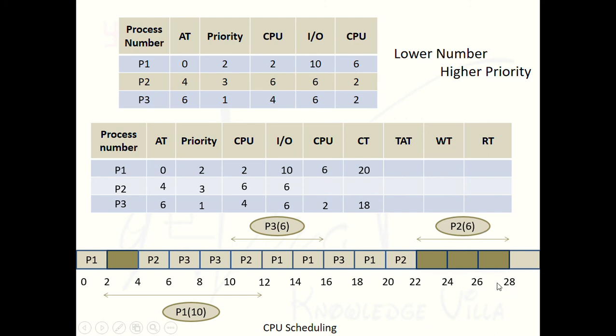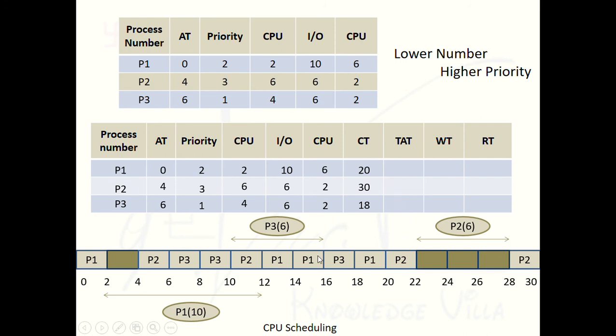Again P2 will arrive at time unit 28, and at time unit 28 we will again allocate CPU to the process P2. P2 requires the CPU for 2 more time units, and we will allocate it from 28 to 30. So right now we can say that P2 is completely executed, and 30 will become the completion time for process P2.